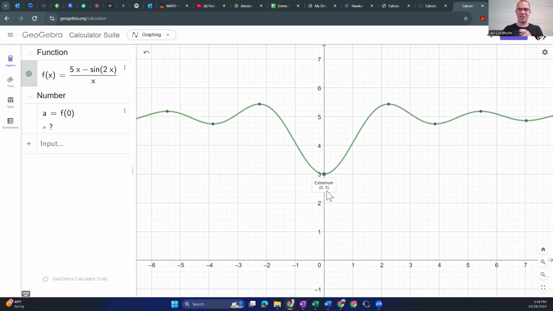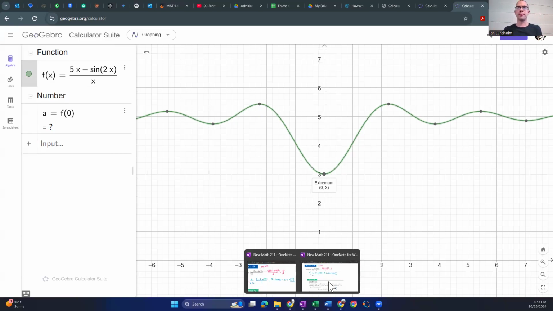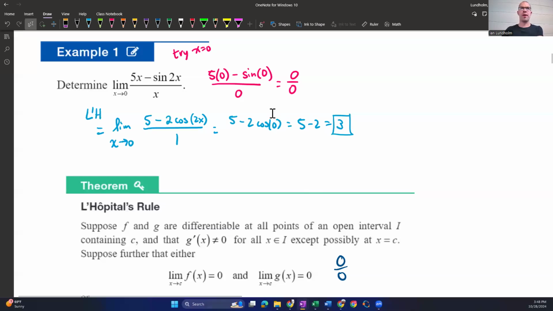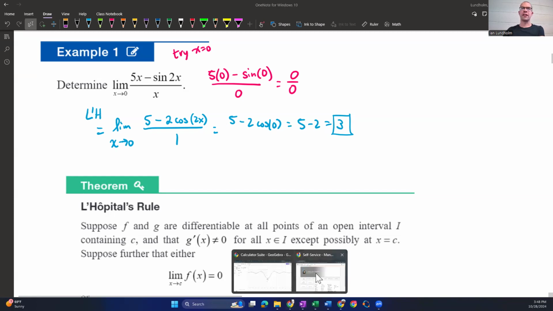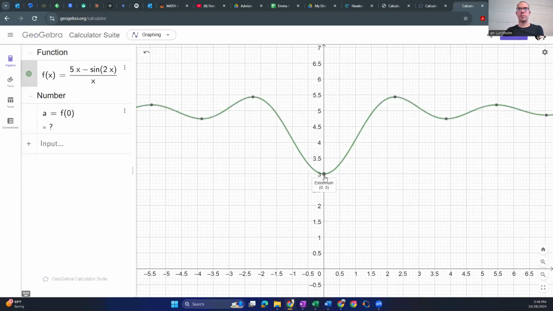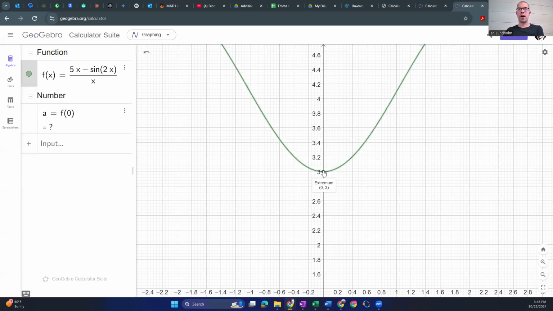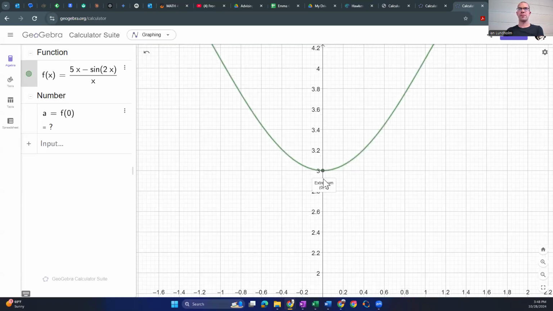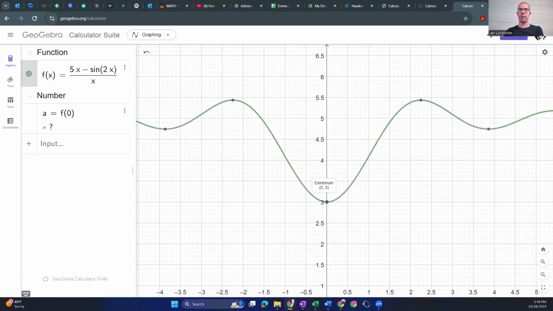But what we figured out was by using L'Hopital's rule, we got the value of 3 out as a y value, and that's exactly what we're seeing on the graph. So really, this should be an open circle here. But yeah, that limiting y value is 3. Cool.